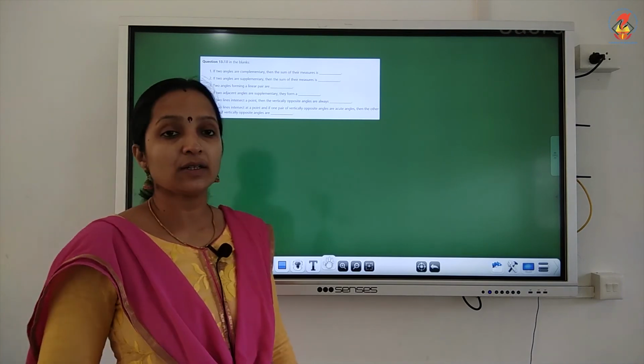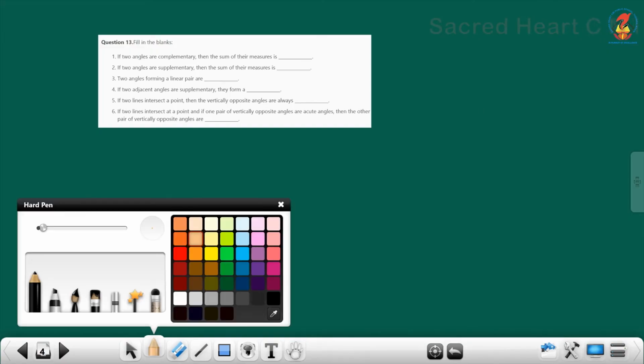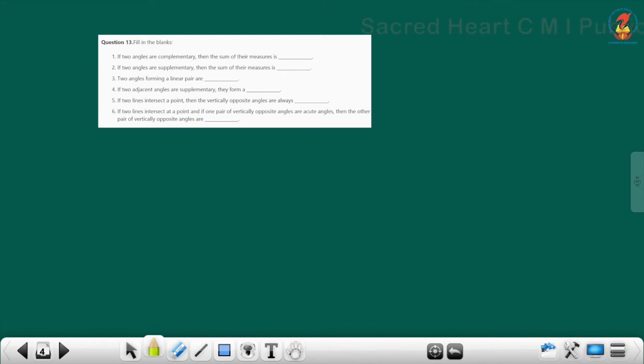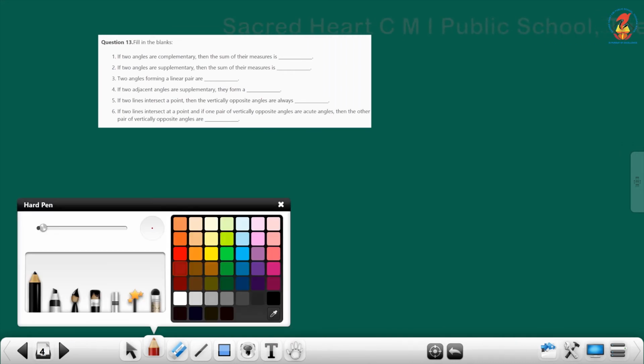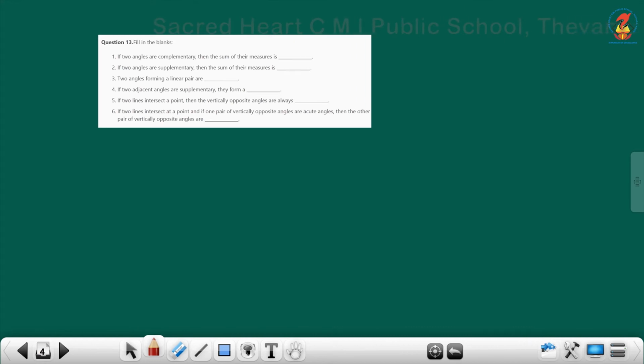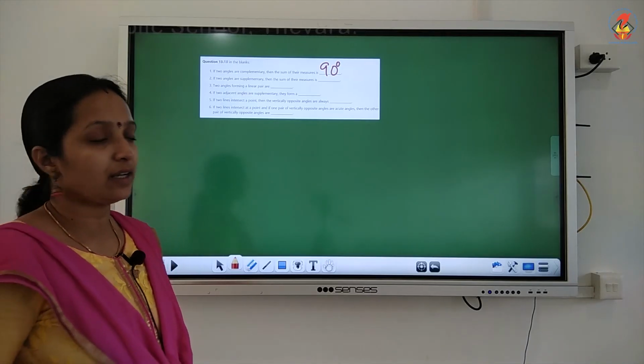If two angles are complementary, then the sum of their measure is what? What is the sum of the measure of two complementary angles? 90 degree. We know that if the sum is 90 degree, then only their angles are complementary angles, is it?